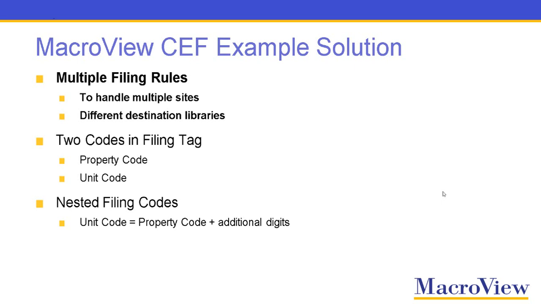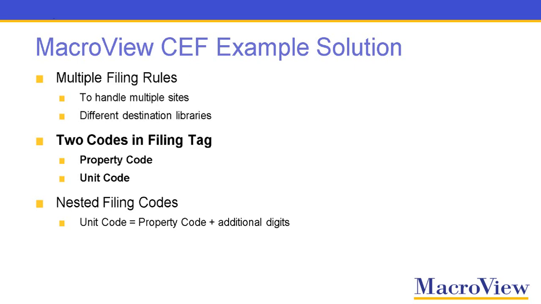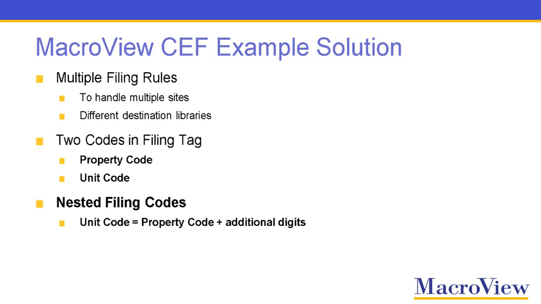The multiple rules also allow different document libraries to be used as a destination for the filing of incoming and outgoing emails. The sample solution also shows two filing codes within the filing tags that are inserted in the subjects of emails. Those filing codes are property code and unit code. And in fact, those codes are nested. So the unit code is in fact the property code with some additional digits. We'll see how the corporate email filing rules cope with this nesting.